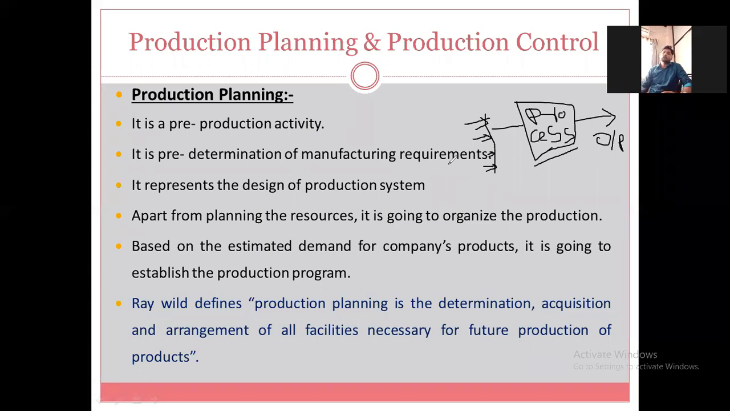So here, one scientist, Ray Wilt, defines production planning as the determination, acquisition, and arrangement of all the facilities necessary for future production of products.